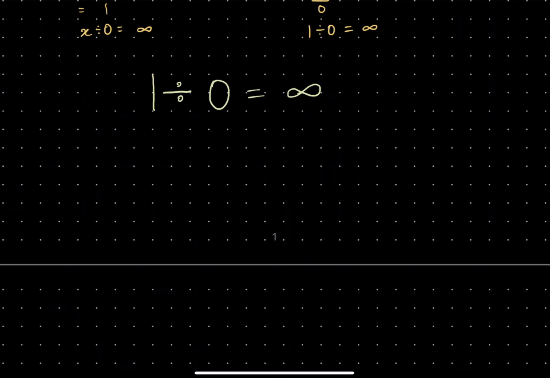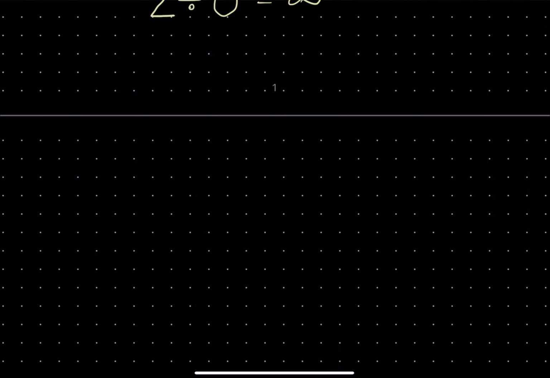Then we can also say that 2 divided by 0 would also give us infinity, because we can check this using our other methods that we just used. 2 divided by 0.1 gives us 20. 2 divided by 0.01 gives us 200. We go on, and 2 divided by 0 would also give us infinity. So 2 divided by 0 is equal to infinity.